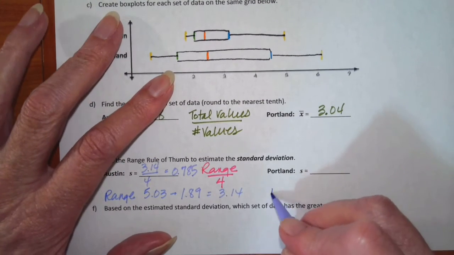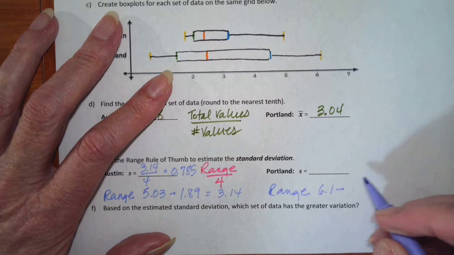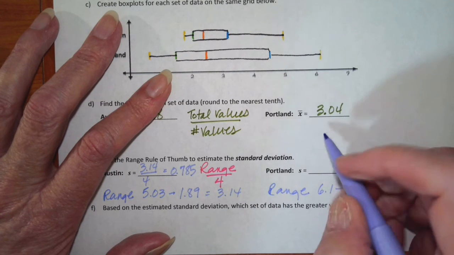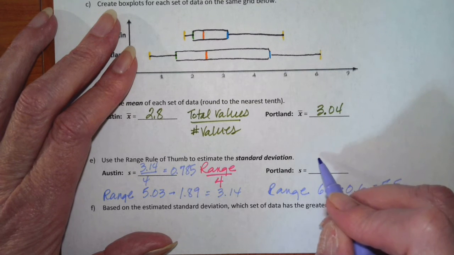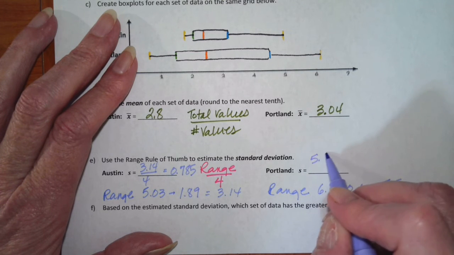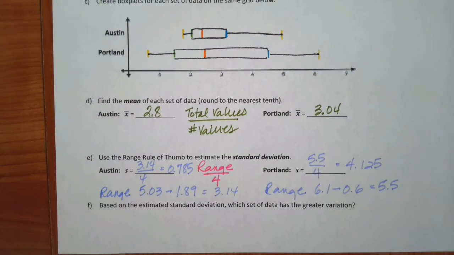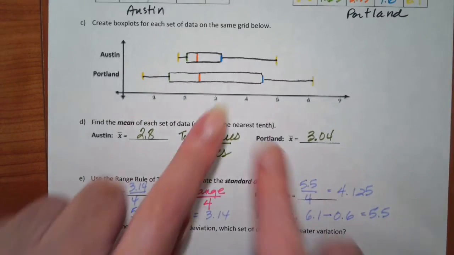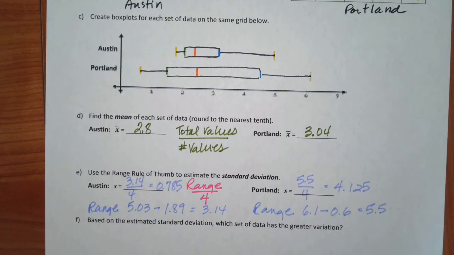For Portland, the range is going to be 6.1, the highest, minus the lowest, which is 0.6, which is 5.5. So to find the standard deviation using the range rule of thumb is 5.5 divided by 4, which is 4.125. Now this makes sense. Notice the standard deviation is very small here, it's larger here. Notice how spread out, much more spread out this is than this is. Oh, and that's the next question.